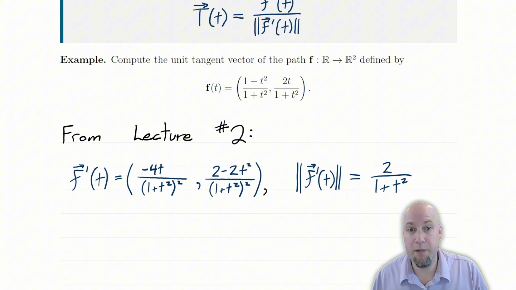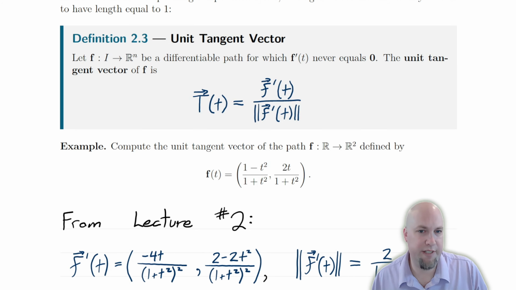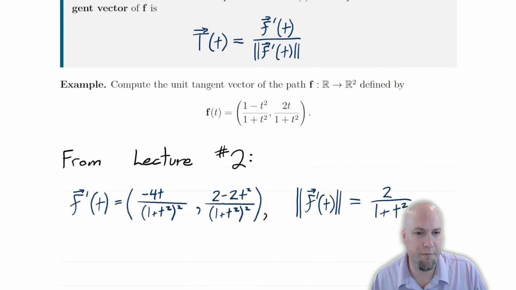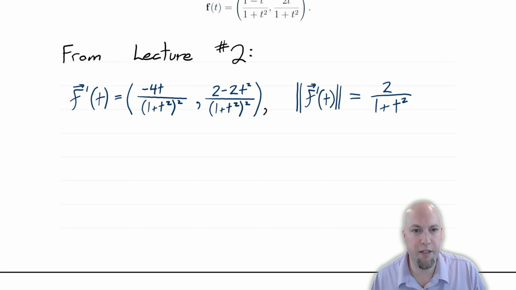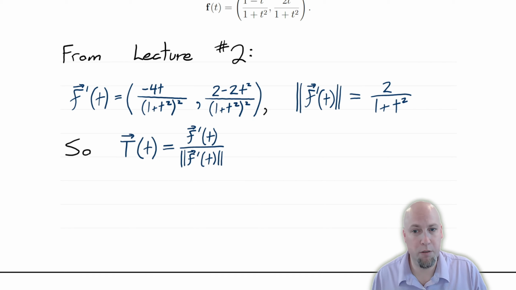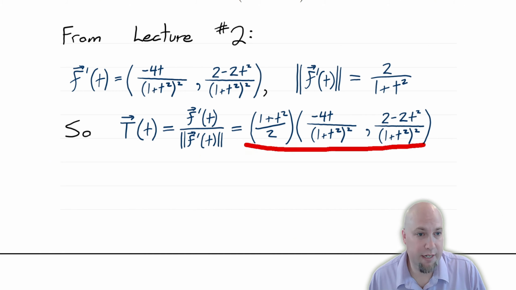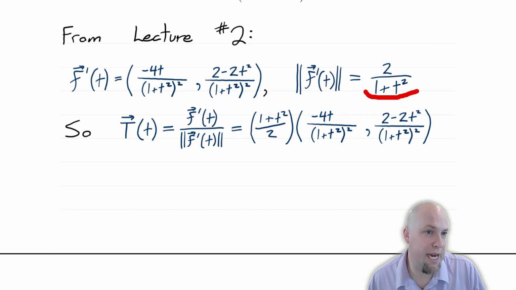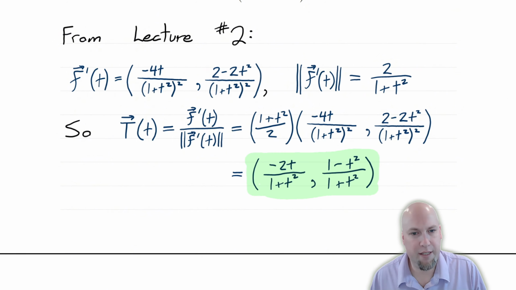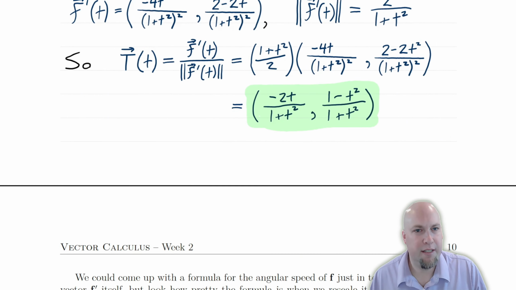Now how do we compute the unit tangent vector? Well, just divide: velocity vector divided by speed. This vector over here divided by this number over here, and what you get is this. I've just flipped this fraction because I'm dividing by it, so that's why it's flipped over here. I compute that and simplify a little bit. The first entry becomes -2t over 1 plus t squared. The second entry becomes 1 minus t squared over 1 plus t squared. And there you go.